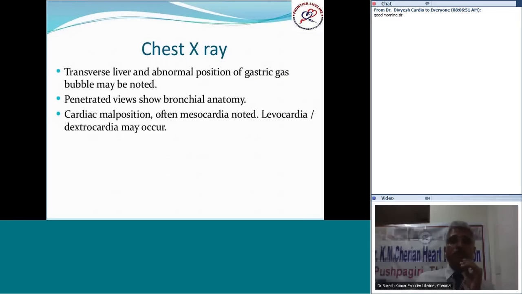If you look at the X-ray, it's the transverse liver and the abnormal position of the gastric gas bubble which would give you the clue that this is a heterotaxy. And a penetrated view would often show the bronchial anatomy. Cardiac malposition, often mesocardia, maybe not. You could have any position for the heart.